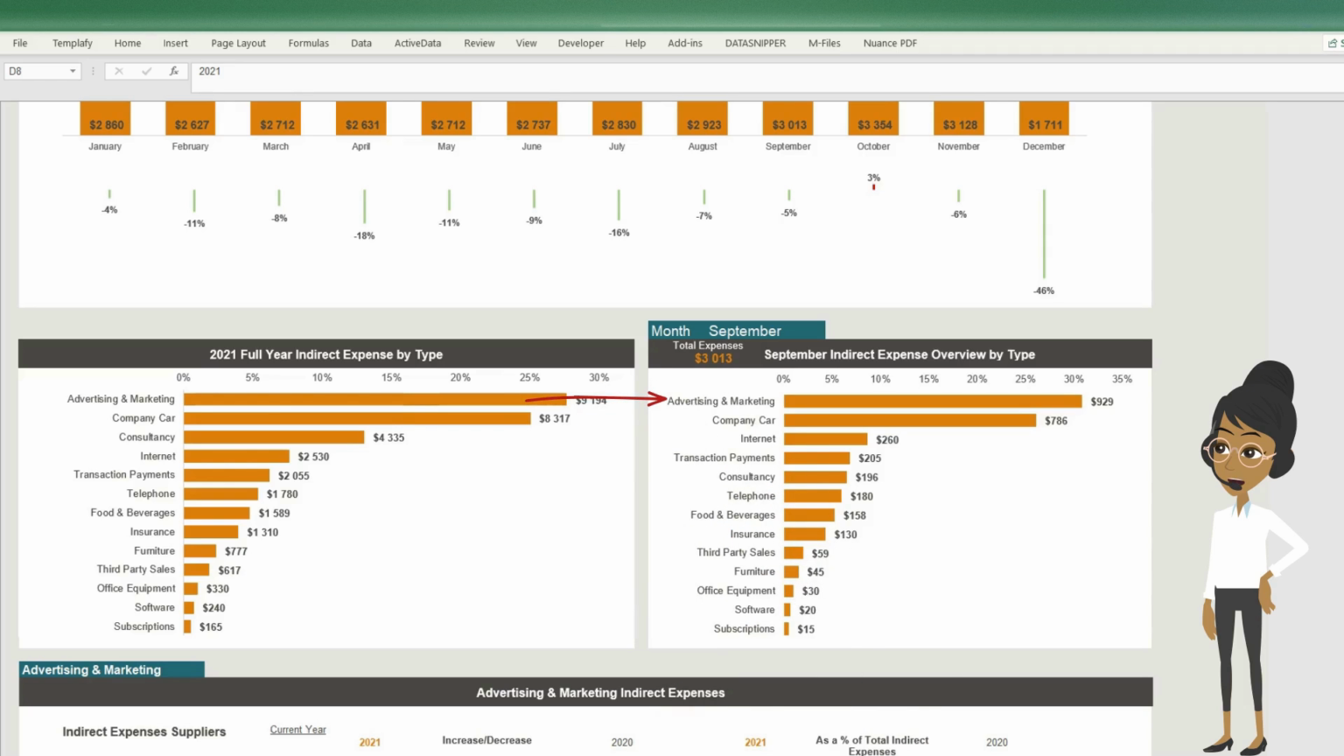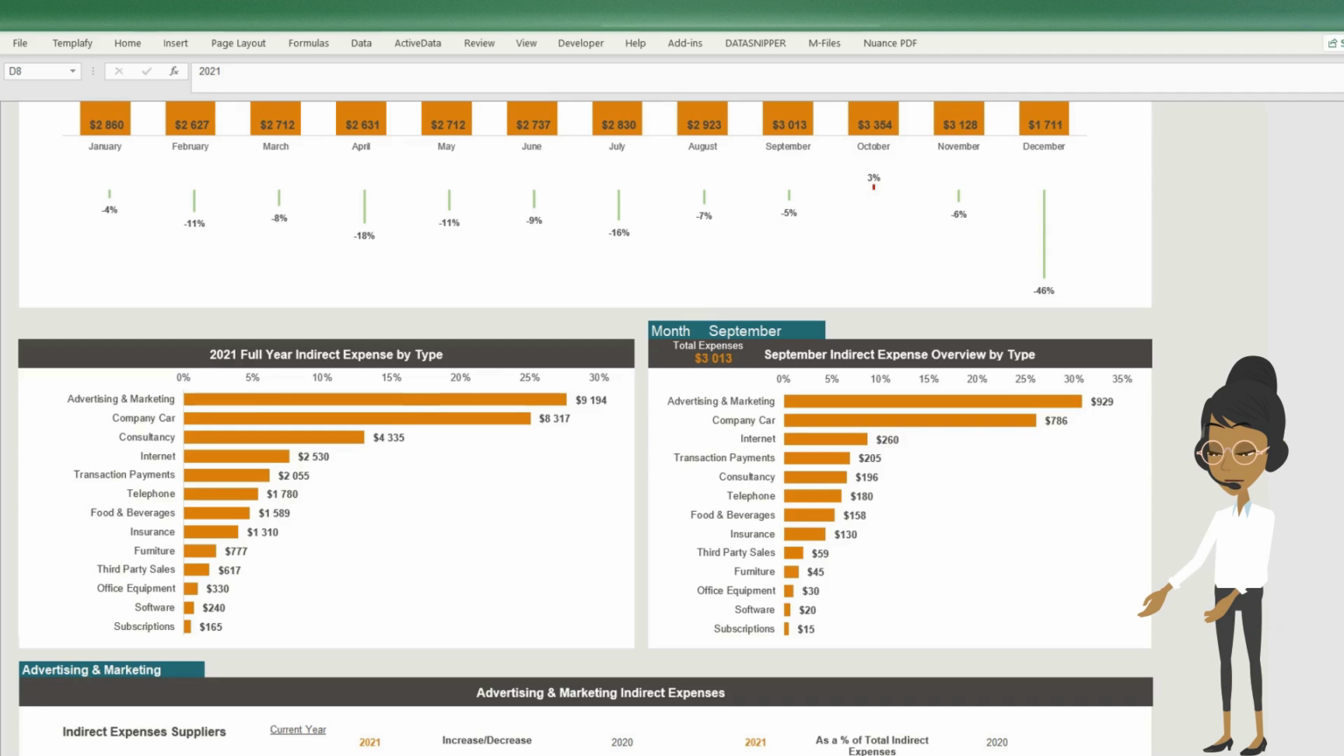Advertising and marketing made up around 31% of the total expenses made in September 2021. Subscriptions made up around 1% of the total expenses made in September 2021. Using this graph, you can identify which indirect expense group is consuming the most money. Now, if you ever want to cut expenses, it's easy to see where to look first.